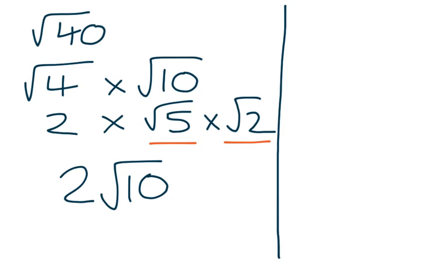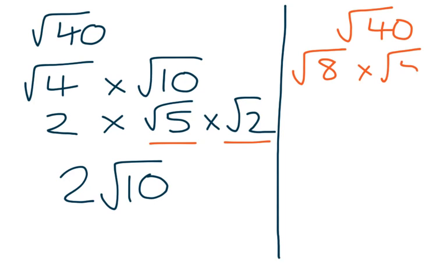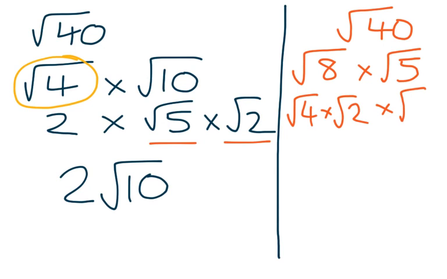Did anybody else do it a different way? Over here, let's do it in a different colour. Root 40. Anybody choose root 8 times root 5? Now, we haven't found a square number here. I found a square number over here, didn't I? Now, let's see if this way is a bit slower. Root 8 is not a square number, so I'm going to say root 4 times root 2. And I can't break root 5 down any further.